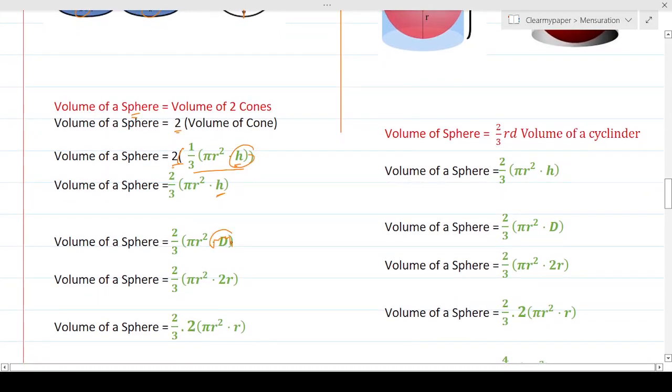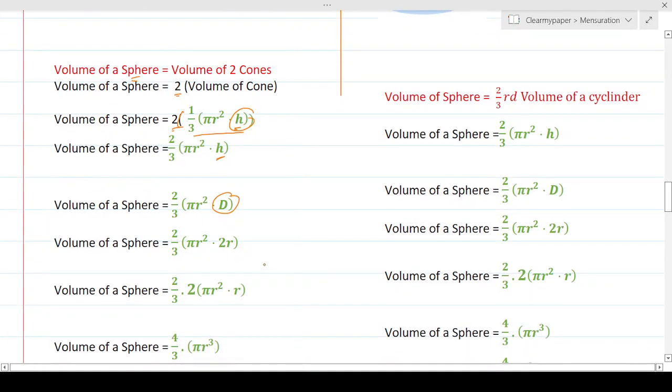Okay, sorry about that, let me erase that over here. And the diameter itself is nothing but twice the radius. We know that. That's simple. We always know the diameter is twice the radius. So what we're going to do is substitute this part over here.